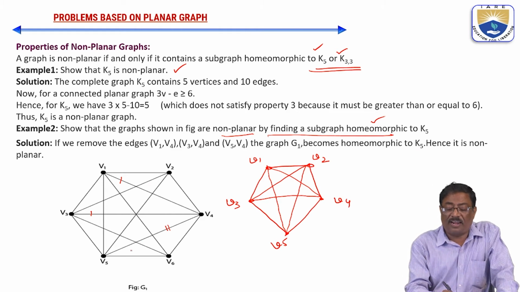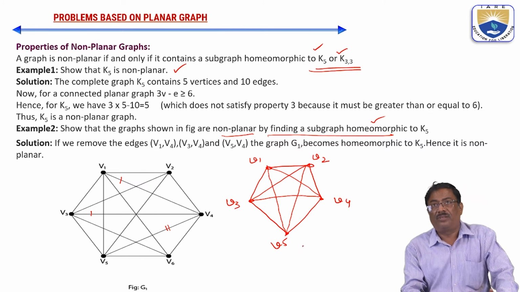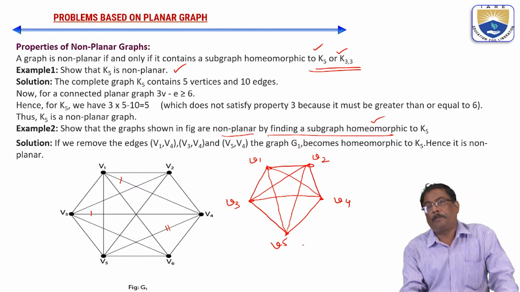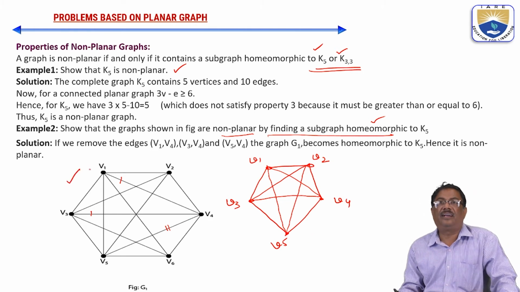So the graph has a subgraph which is a complete graph of 5 vertices. Then I can say that the original graph is non-planar.